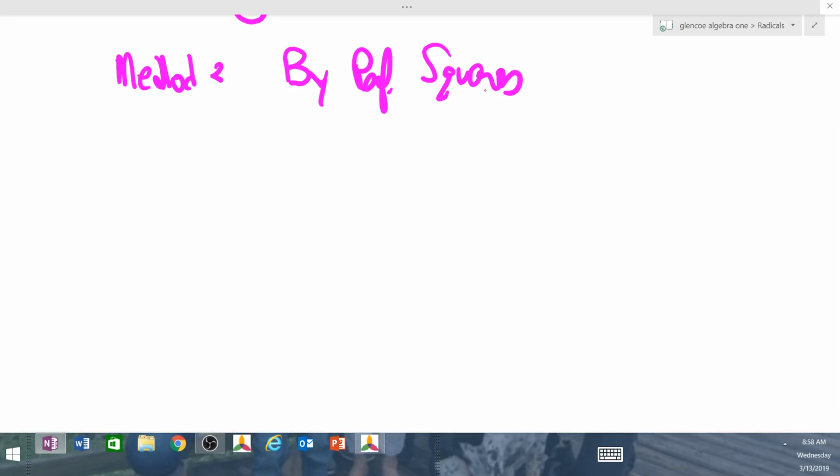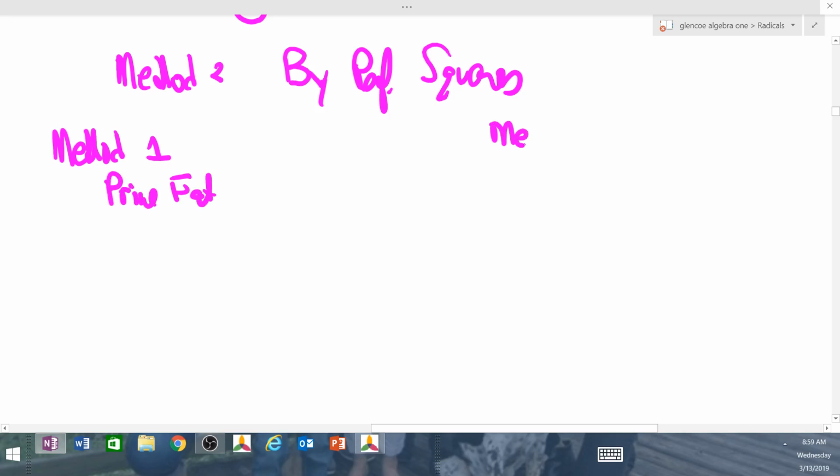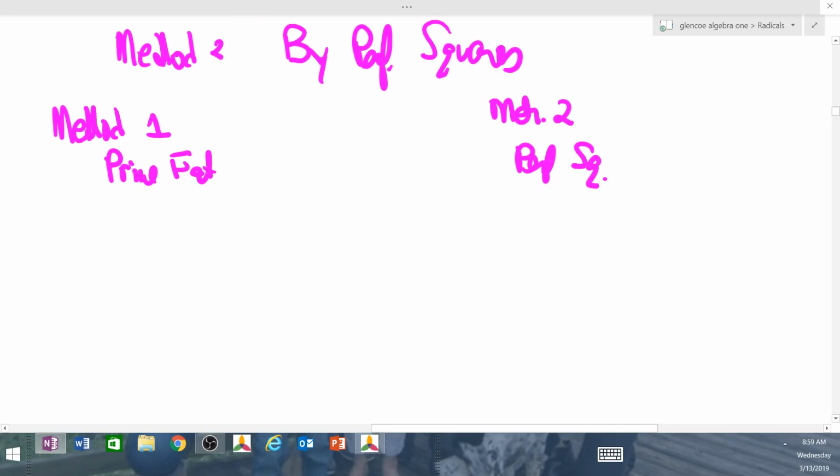If you go to page 25 in your notes, okay. We're going to work these problems both ways. Method 1 is prime factorization. Method 2 is perfect squares. Okay, so let's go ahead and simplify radical 8.